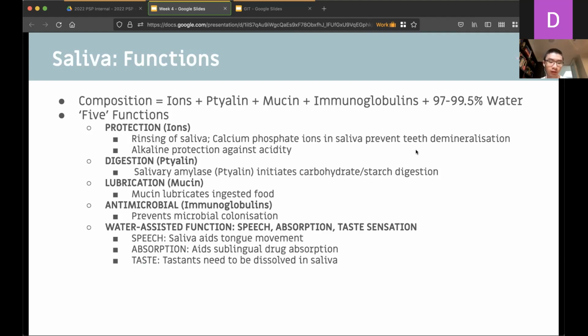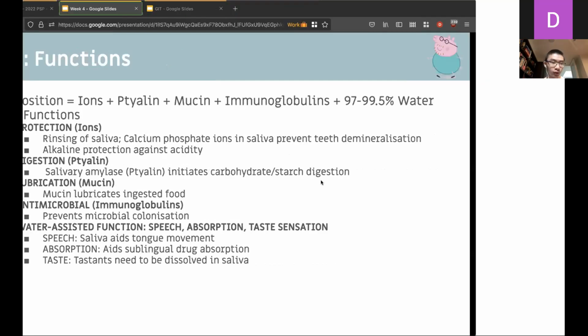Your saliva acts as another kind of lubricant to help your tongue move around. If your tongue isn't well hydrated, it will be quite stiff and not easy to move around. It is also helping absorb drugs. So when you have sublingual drug absorption, so stuff like GTN, I think, this helps with the absorption of drugs. You've also got the absorption of tastants, which are responsible for the taste sensation. Food has chemicals known as tastants, which are responsible for the taste that you have when you eat, and that's also dissolved in saliva.